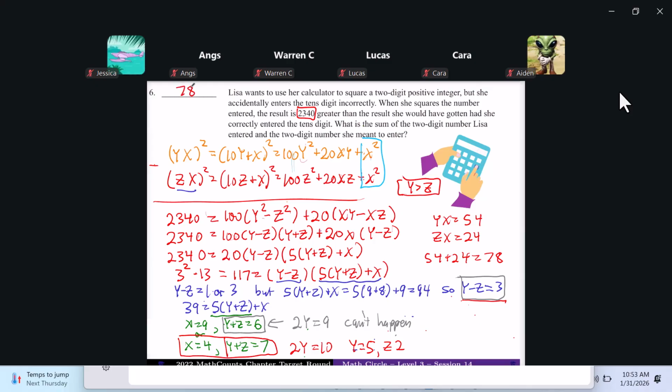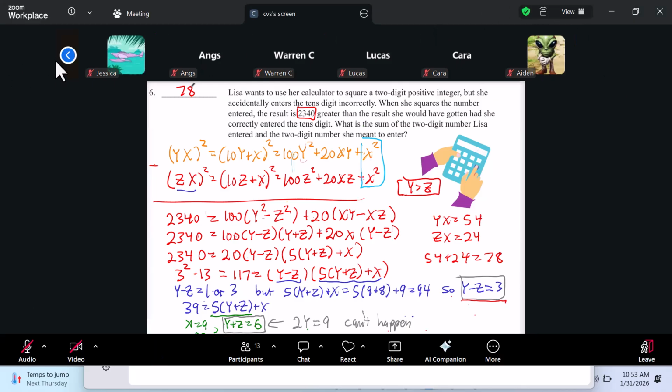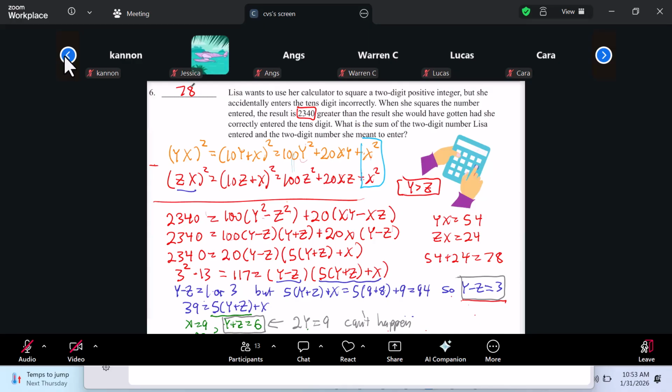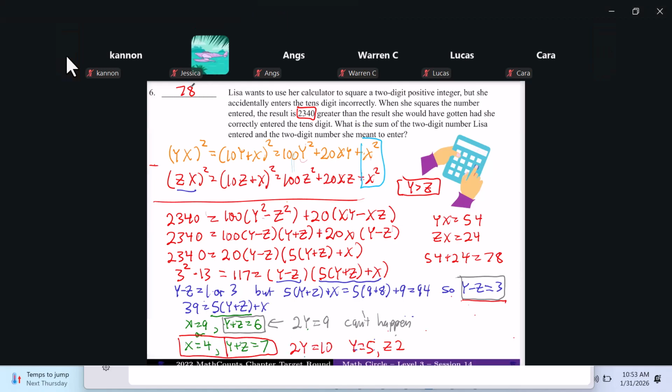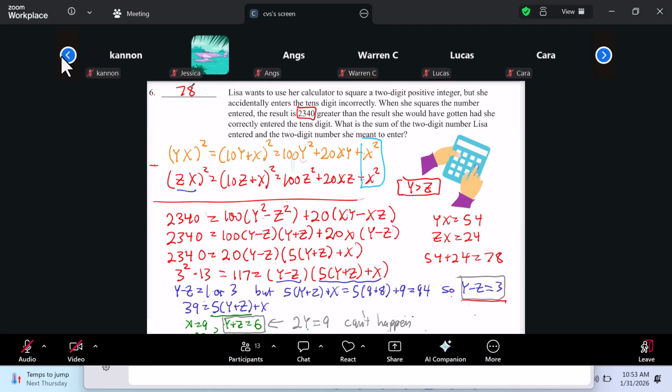So, I saw a couple correct answers in the chat, but in my opinion, this is a very hard question 6 for a chapter level contest. For the state level contest, this is totally and utterly reasonable. But one of the reasons I chose this one is so we do a harder year before we go into the real contest in 2 weeks.